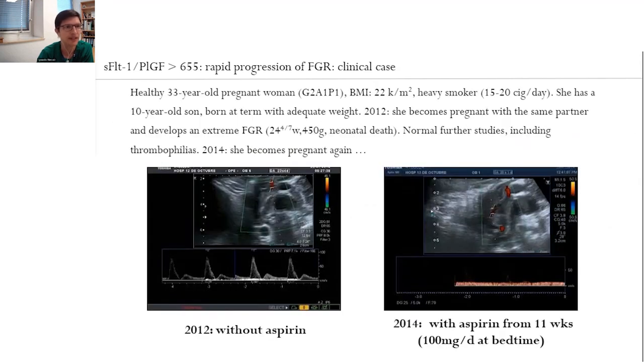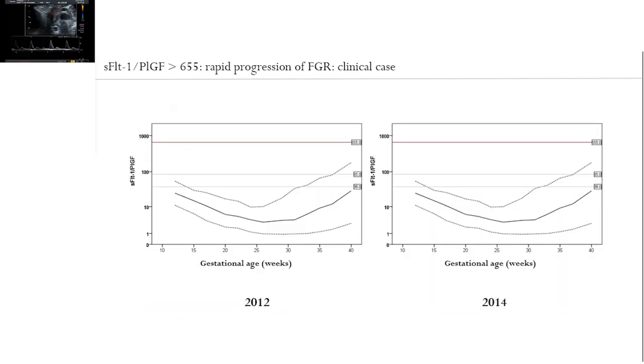So this is a case. She also had fetal growth restriction at 24 weeks in the previous pregnancy. I'm going to skip the videos, but believe me, the uterine arteries were very high in this pregnancy and also in the next pregnancy 2 years later. And what we saw when we measured the ratio, I just want to show you directly the results of the ratio.